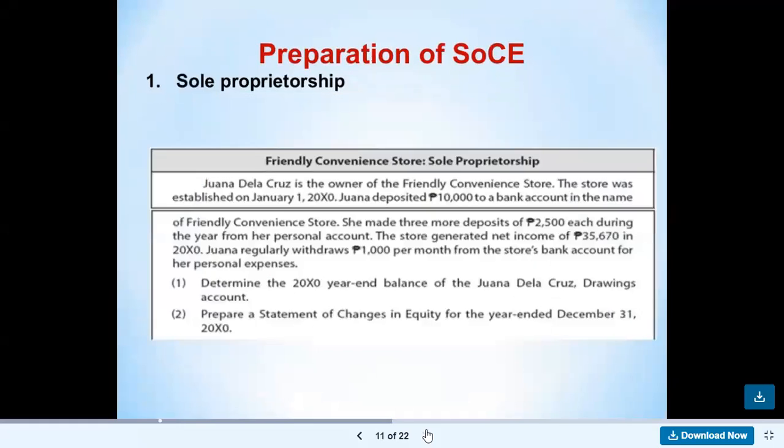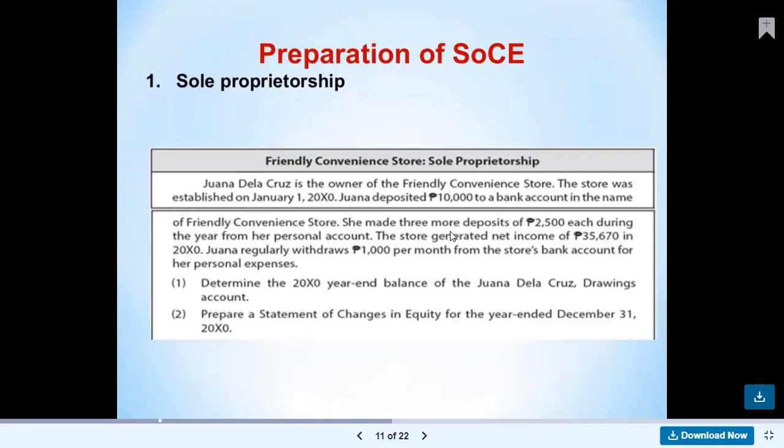Okay, so let's have an example. In a sole proprietorship, we have Friendly Convenience Store. According to the transaction, Joanna de la Cruz is the owner of the Friendly Convenience Store. The store was established on January 1, 2000. Joanna deposited 10,000 to a bank account in the name of Friendly Convenience Store.